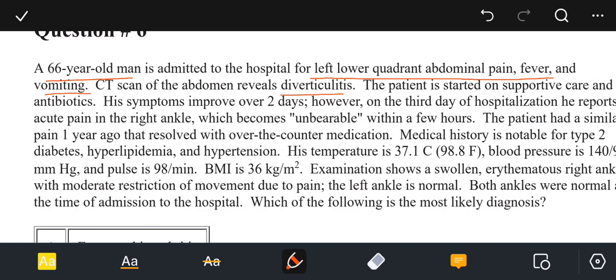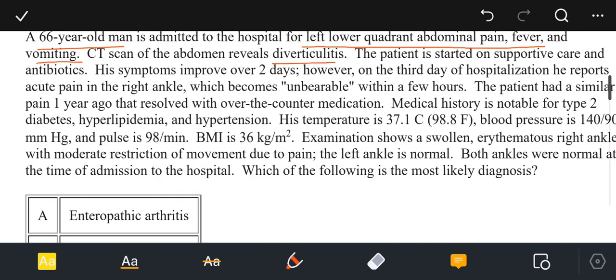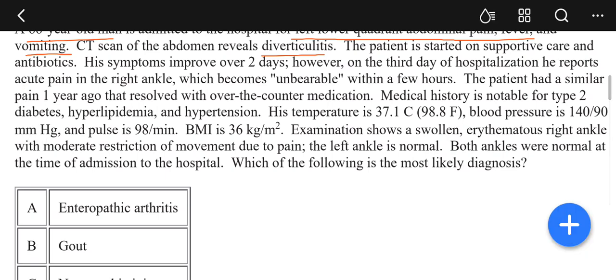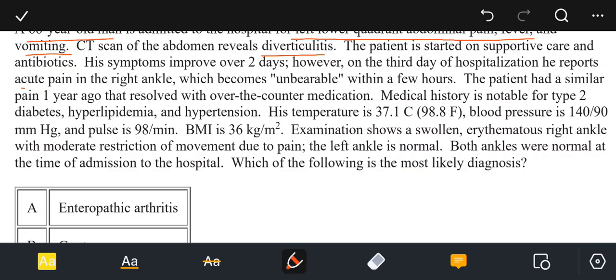The patient is started on supportive care and antibiotics. His symptoms improve over 2 days. However, on the third day of hospitalization, he reports acute pain in the right ankle, which becomes unbearable within a few hours. The patient had a similar pain 1 year ago that resolved with over-the-counter medications.